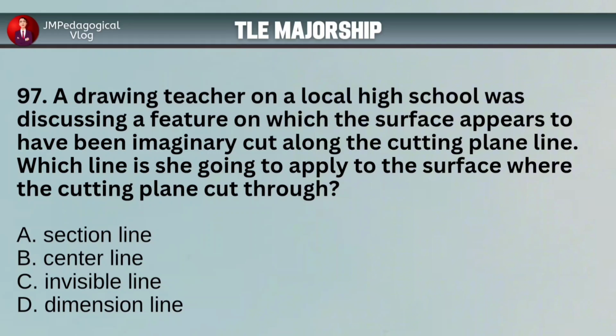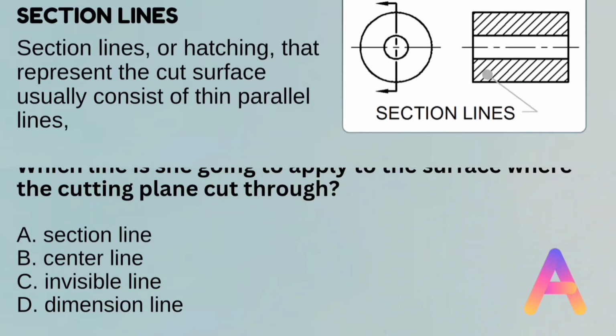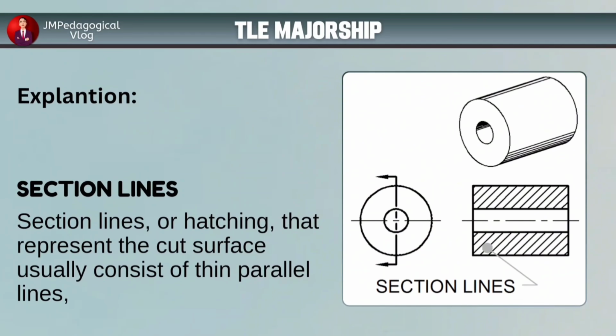97. A drawing teacher in a local high school was discussing a feature on which the surface appears to have been imaginary cut along the cutting plane line. Which line is she going to apply to the surface where the cutting plane cut through? A. Section line. B. Center line. C. Invisible line. D. Dimension line. A. Section line. Explanation. Section lines, or hatching, that represent the cut surface usually consist of thin parallel lines.